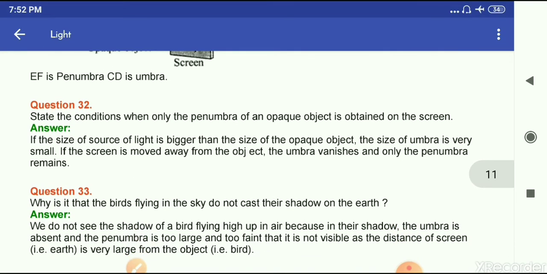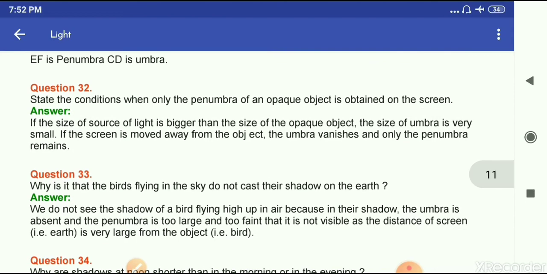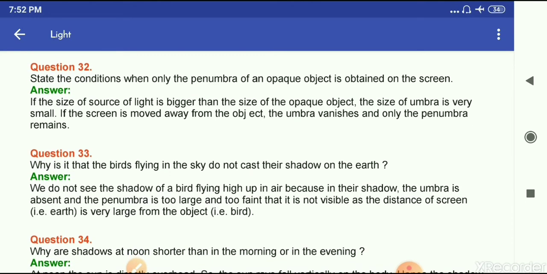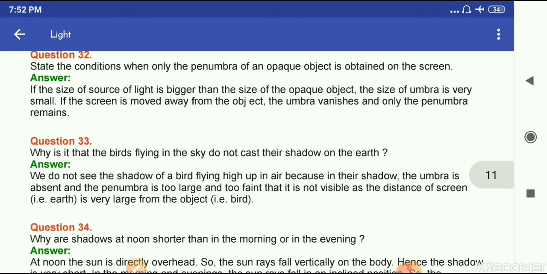Question number 32. State the conditions when only penumbra of an opaque object is obtained on the screen. So if the size of the source of light is bigger than the size of the opaque object, the size of the umbra is very small. If the screen is moved away from the object, the umbra vanishes and only the penumbra remains.